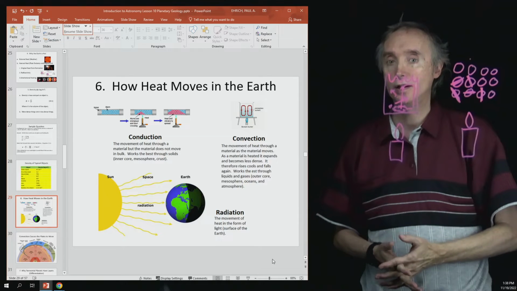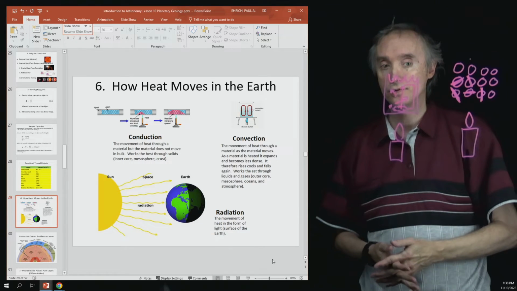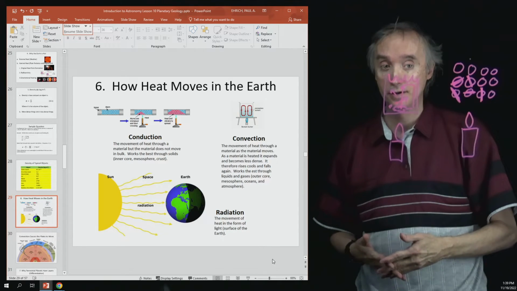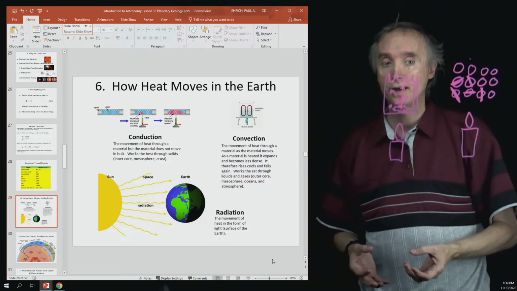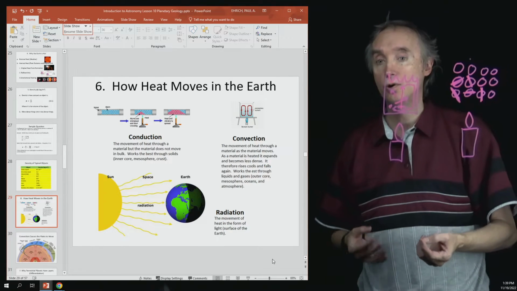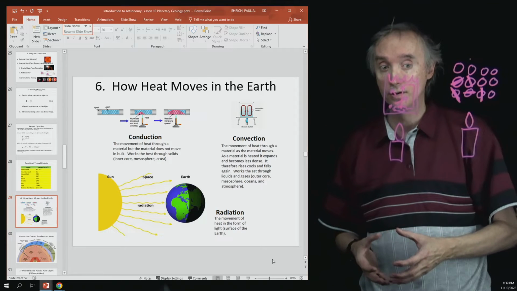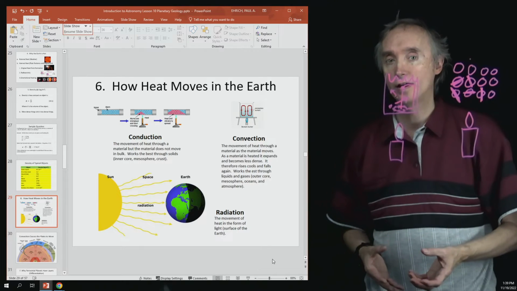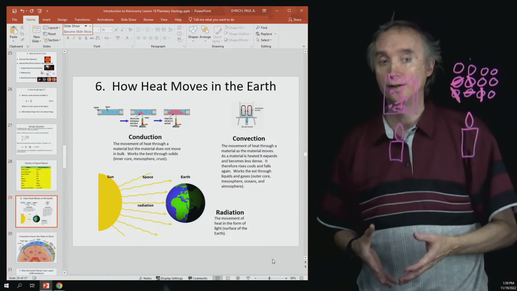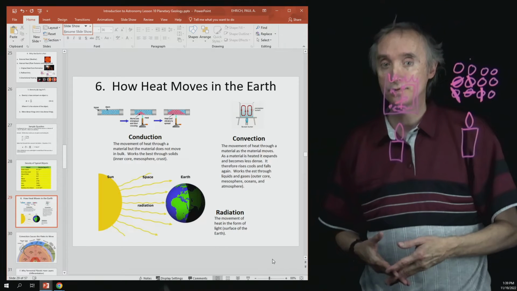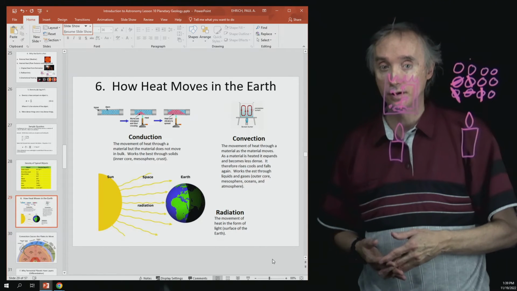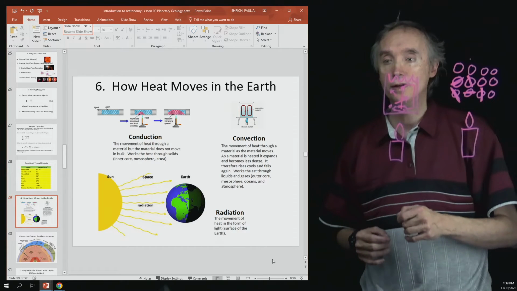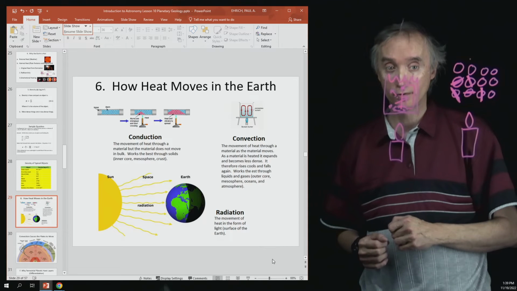So the main thing I want you to get is that conduction occurs inside the Earth, and this would be very important in the crust because the crust is solid. And then, for example, in the core of the Earth, the inner core, which we're going to find out is solid, it's going to conduct. But convection is going to be very important in liquids, such as the outer core of the Earth, and convection is going to be very important in the mantle of the Earth.